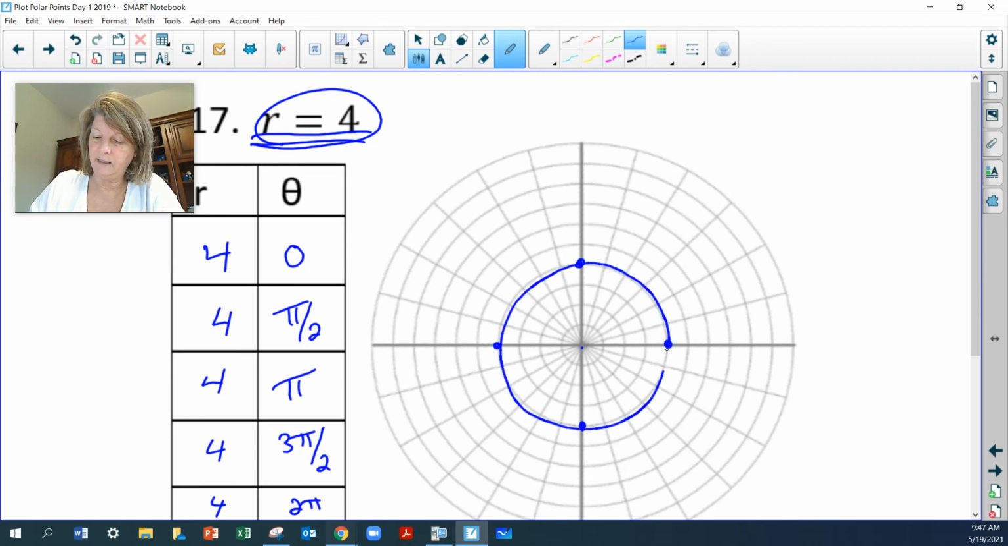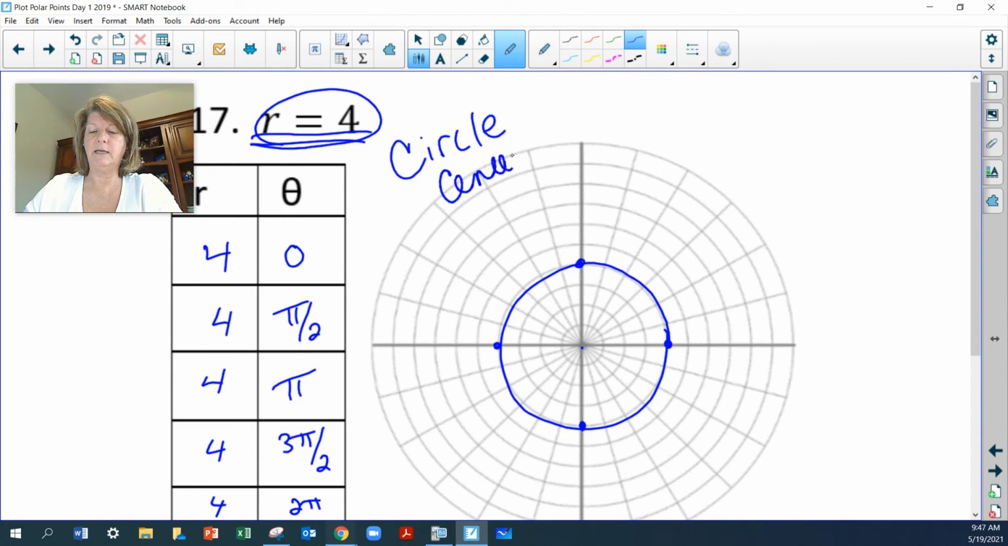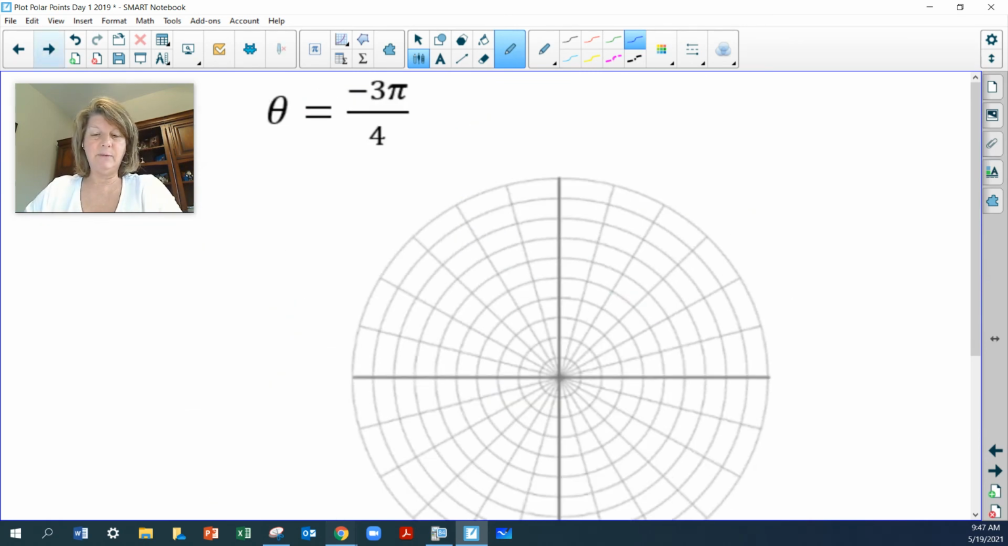This gives us a circle centered about the origin. Any R equal is always going to be circle centered at the pole rather than origin, I guess. Okay, that was an easy one.